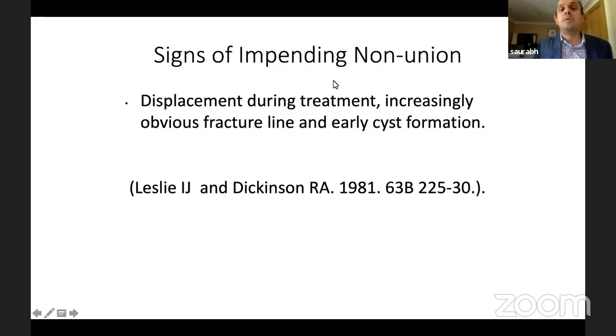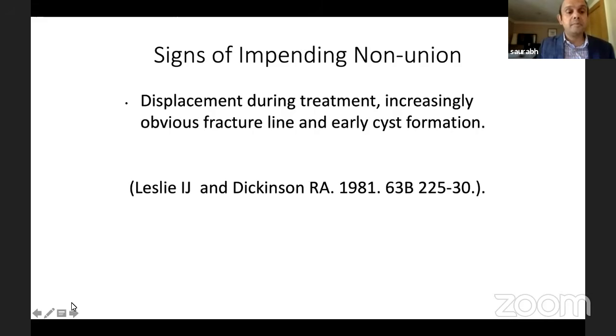Now, what are the signs of non-union? When will you be worried? So important is in a waist fracture, when you're following them up, if the fracture line starts becoming more and more visible, and again, because of hydrostatic pressure, if you start noticing early cysts, you know this patient is not going to do well. You know this patient is going to go into delayed union or non-union.